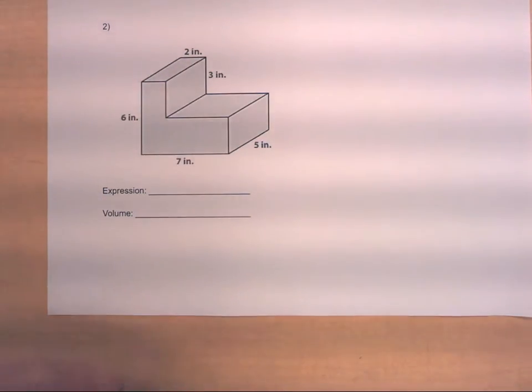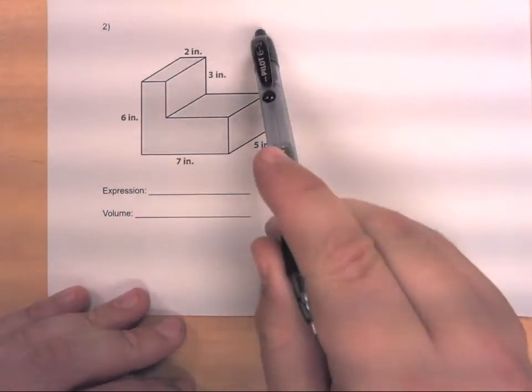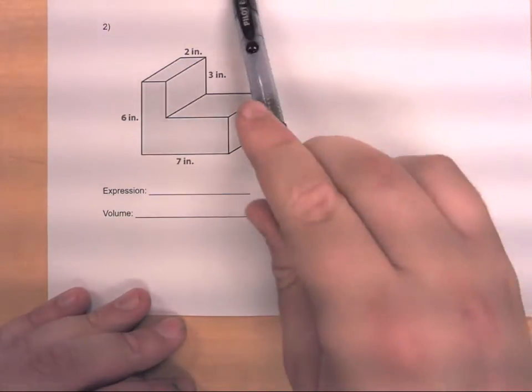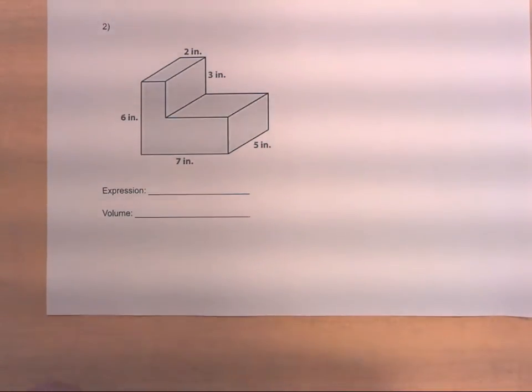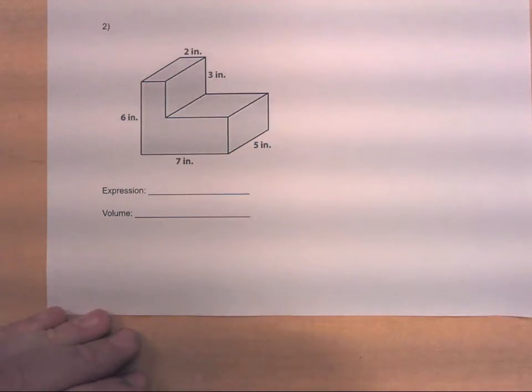Hello, I'd like to go over a couple types of problems that students have been working on in class this week. What we have before us here is what's called a composite figure, and it's called a composite figure because it is made up of more than one prism.